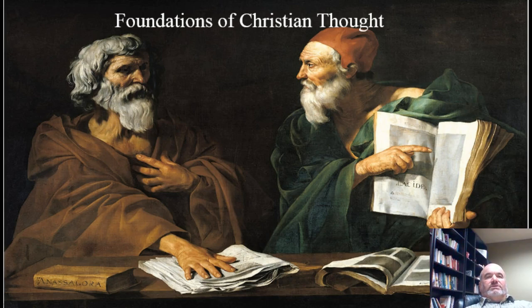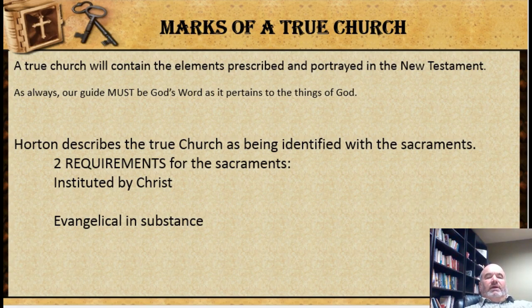So let's look at the marks of a true church. And we need to understand that a true church will contain the elements prescribed and portrayed in the New Testament. The church was, or is, as the New Testament calls it, the body of Christ. And it's that which is made up of those who are saved, those who are believers, those who are followers of Christ. And so as we look at these, we want to be careful, as always, to use Scripture as our guide. And so this aspect of church is taken from the Scripture, and then we look at some of the elements in regards to the church itself, or the marks of a true church, as Horton calls it.